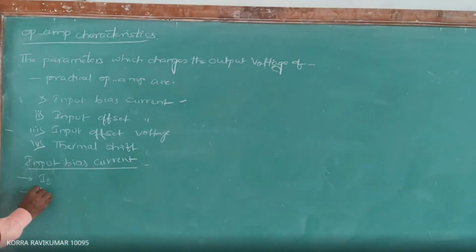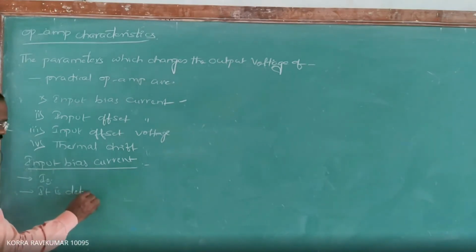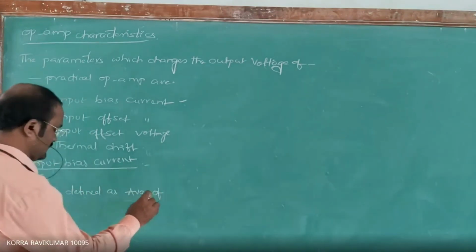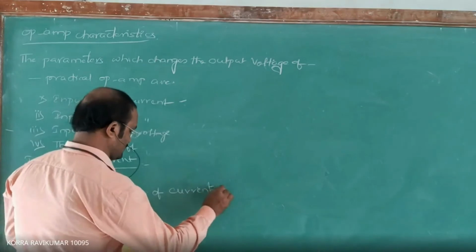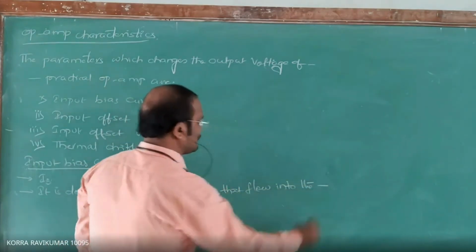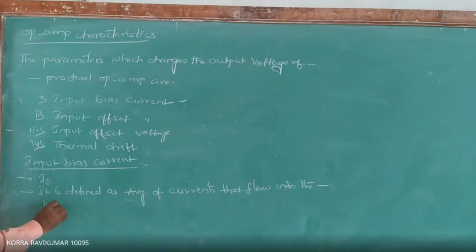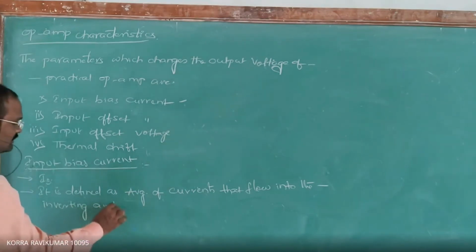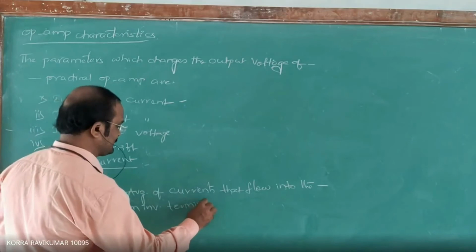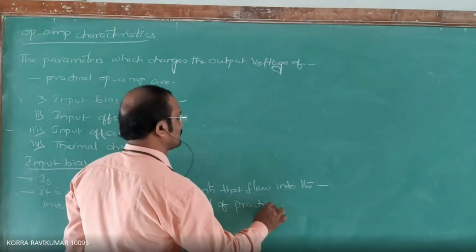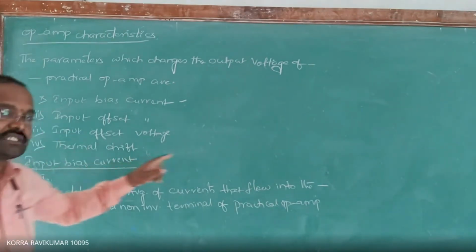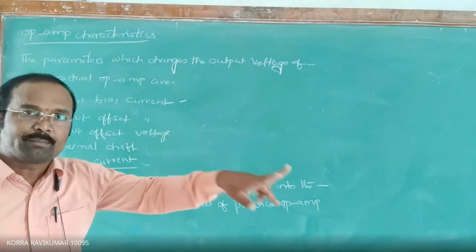It is defined as the average of currents that flow into the inverting and non-inverting terminal of a practical op amp is called input bias current. Means the average of the currents flowing from the inverting terminal and the non-inverting terminal and entering the op amp.